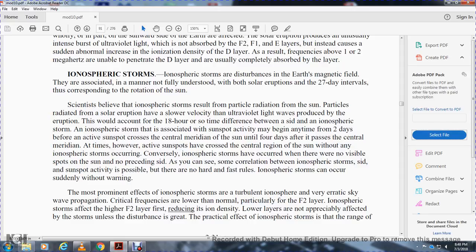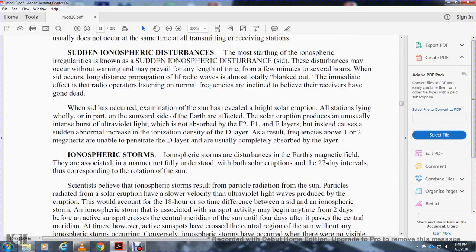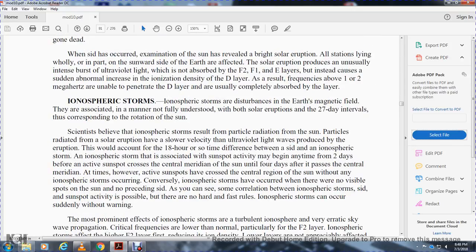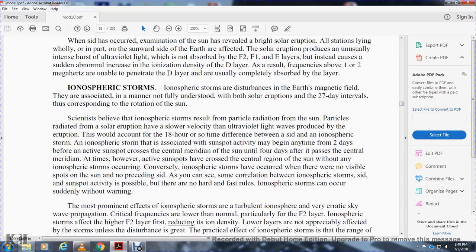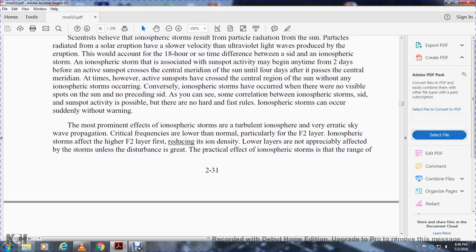Conversely, an ionospheric storm can occur when there is no visible spot on the sun and no preceding sudden ionospheric disturbance. All you can say is that there is some correlation between the ionospheric storm, the sudden ionospheric disturbance, and sunspot activity. Possibly there are no hard and fast rules. Ionospheric storms can occur suddenly without warning. The most prominent effects of the ionospheric storm are a turbulent ionosphere and very erratic sky wave propagation.